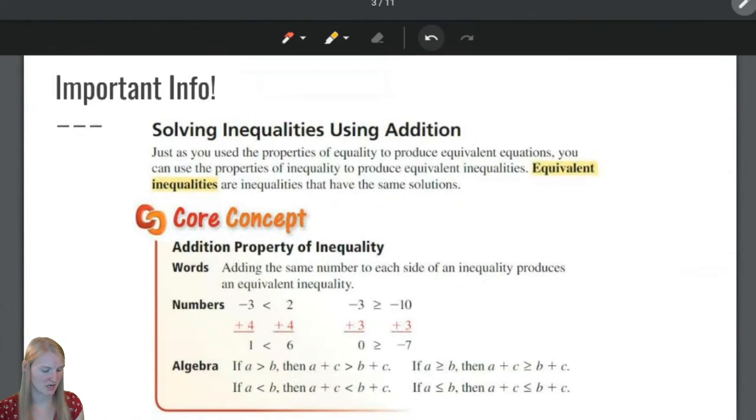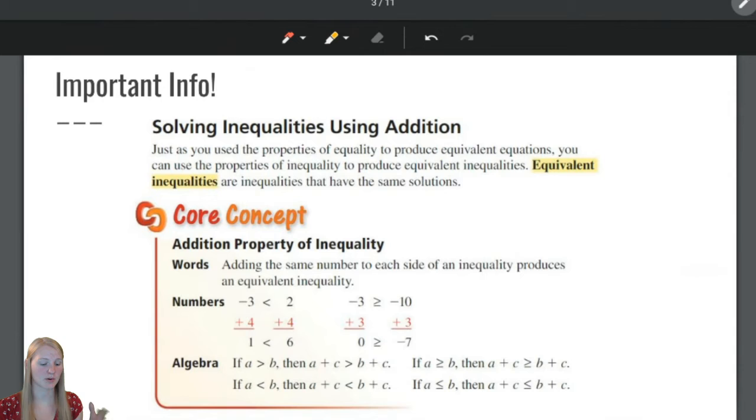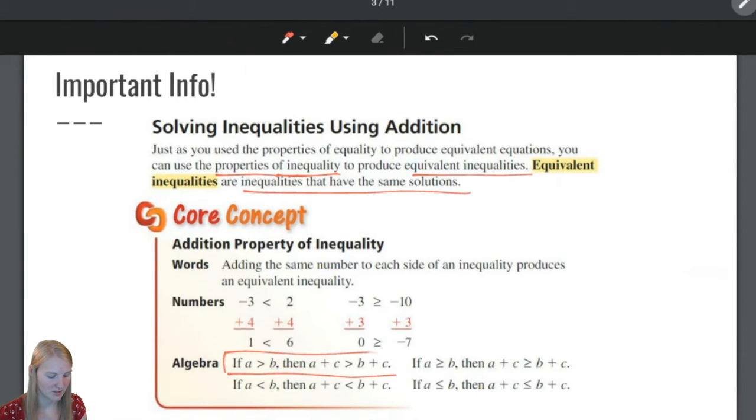Some important information: just as you needed the properties of equality to produce equivalent equations, you can use properties of inequality to produce equivalent inequalities. And equivalent inequalities are inequalities that have the same solutions. This might look very similar: adding the same number to each side of an inequality produces an equivalent inequality. So if I add c to both sides of this inequality, then this is also a true statement.